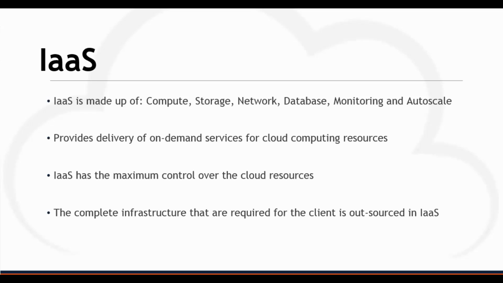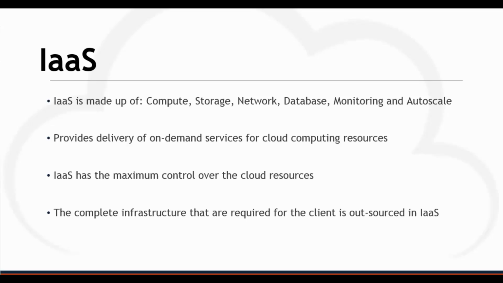Infrastructure as a service handles on-demand delivery of cloud computing resources. IaaS has the maximum control over the cloud resources. Hardware and software infrastructure such as servers, network, storage, and operating systems that are required for the client are, in a manner of speaking, leased or rented. Infrastructure as a service can either be public or private, or a combination of both.